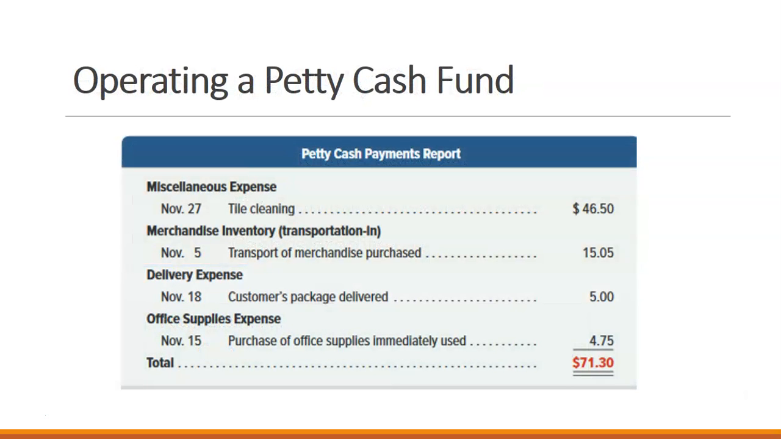This is an example of a petty cash payments report. So the company has these various things that have happened during the month of November. They had their tiles cleaned and they paid the person in cash out of that fund. They paid for merchandise to be delivered and a customer's package to be delivered. And they purchased office supplies that were immediately used. So they had a total of $71.30 expenditures in the month of November against their petty cash account.